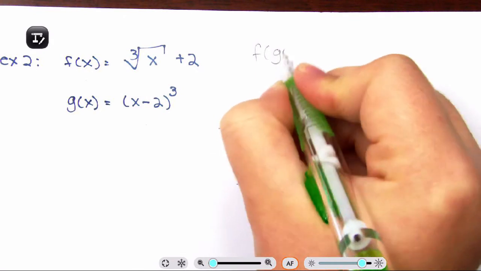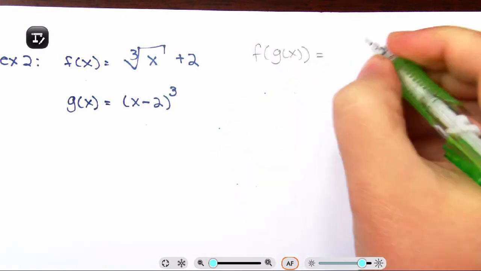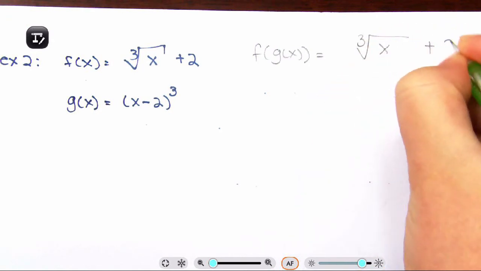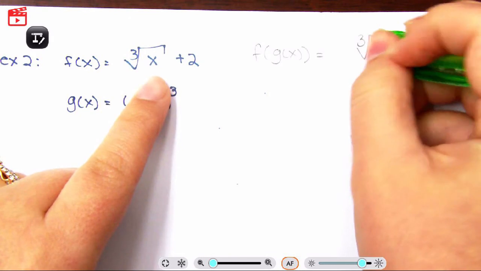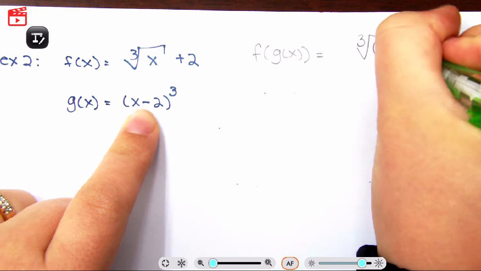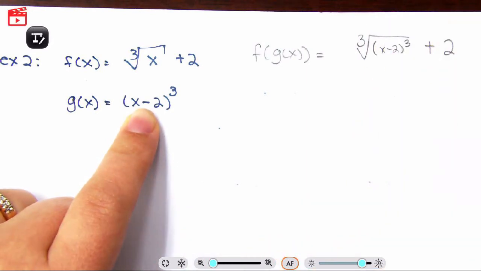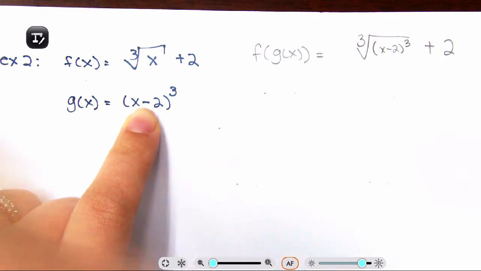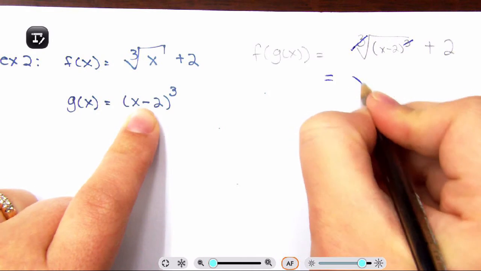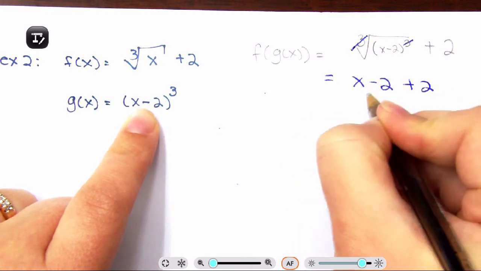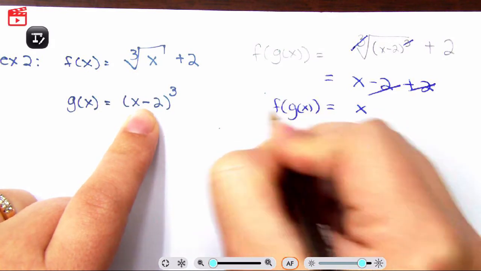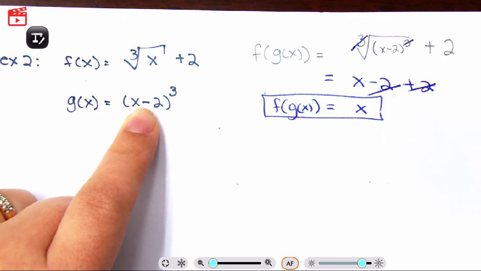F of g of x is equal to, what is f? F is the cube root of x plus 2, that is f. But instead of writing x, what am I writing? I'm placing g of x, which is x minus 2 cubed, into the x placement. Now here I have something that's cubed, and I have a cube root, so those go away. So I'm left with x minus 2 plus 2. Minus 2 plus 2, they go away, so I am left with x. I'm doing a little happy dance because so far things are working out. Let's check if the other one works as well.